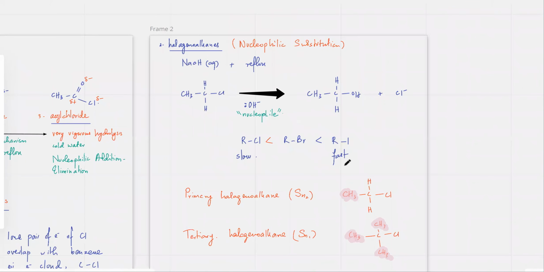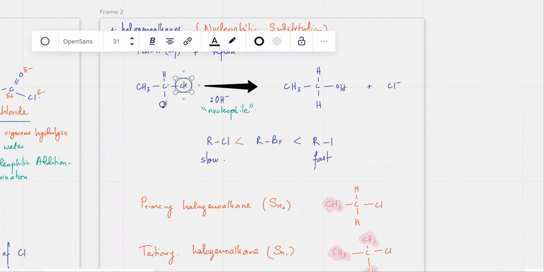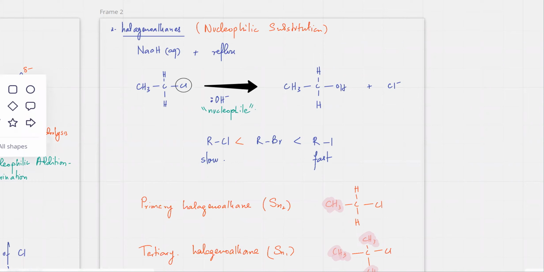And then we started talking about halogenoalkanes, and I started talking about nucleophilic substitution, which are SN reactions. If you have a halogenoalkane and you add OH- in the form of aqueous NaOH and reflux, the Cl is going to be substituted by OH. That's what's going to happen, and that's the reaction.